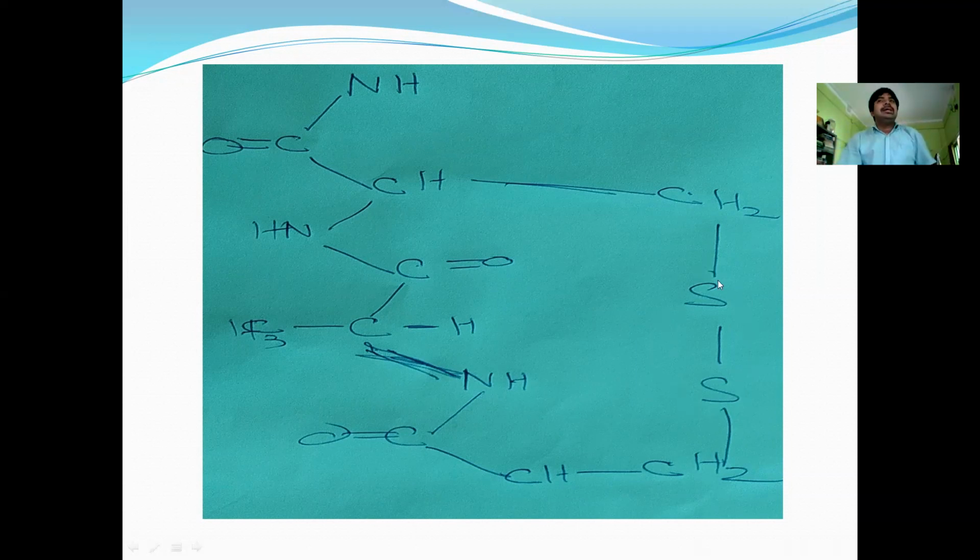So this sulfur-sulfur linkage is the presence of disulfide bond.